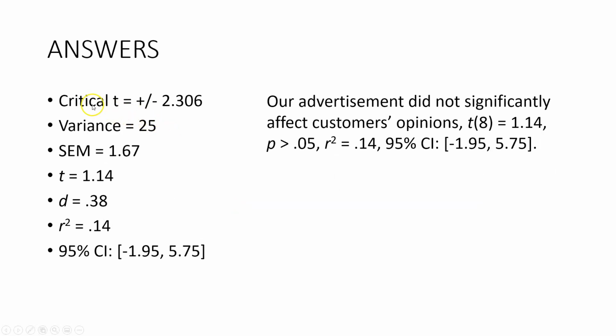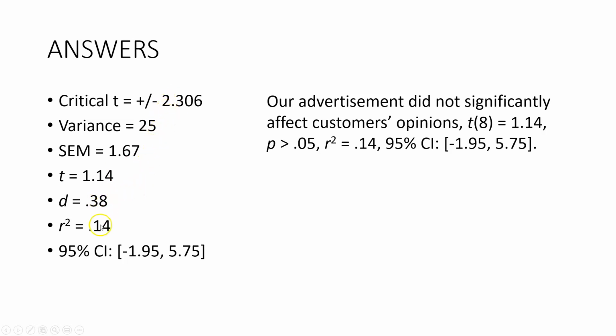Alright, you should have found that the critical t was plus or minus 2.306. We had a two-tailed test because we were just asking if there was any difference. And so you would find that the tail on the upper boundary and the tail on the lower boundary would be the same. Our obtained t was 1.14, and because that was within the middle 95%, then you would not be able to reject the null hypothesis.